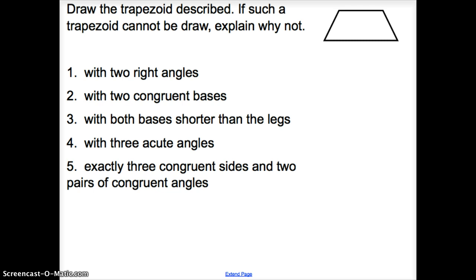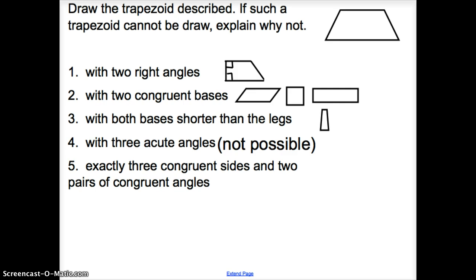Can a trapezoid have 3 acute angles? And finally, can you draw a trapezoid with exactly 3 congruent sides and 2 pairs of congruent angles? Take a second and try to draw those now. Here's what you should have come up with for the 5 trapezoids.